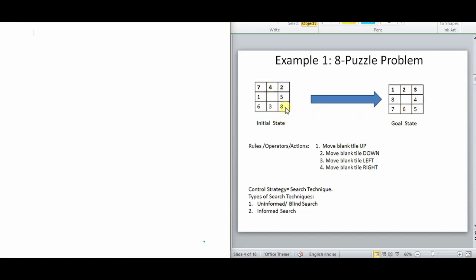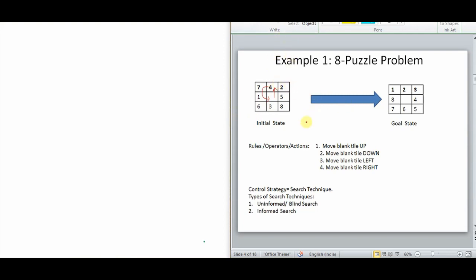So to move from the initial state to the goal state, what are the rules, operators or actions that we can apply? 1. Move the blank tile 1 position up. That means this blank tile you can move 1 position up. Now when you move this blank tile 1 position up, there will be swapping. After moving this tile 1 position up, this 4 will automatically occupy this place. So moving the blank cell 1 position up means the blank will go 1 position here, and this 4 will come down. Swapping will happen. Clear?